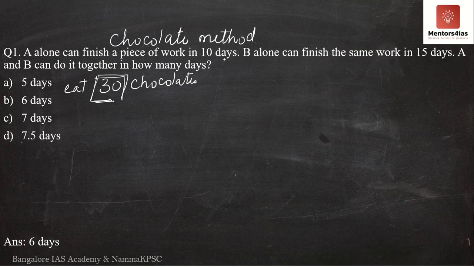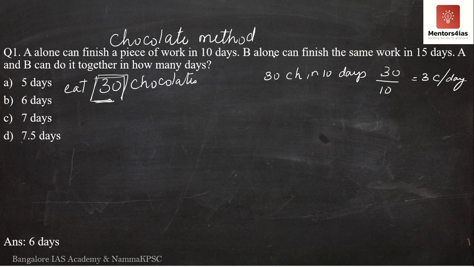Now the question says A can eat 30 chocolates in 10 days. A can eat 30 chocolates in 10 days. Now if A can eat 30 chocolates in 10 days, how many chocolates does he eat per day? Nothing but 30 by 10, that is 3 chocolates per day, correct? So A eats 3 chocolates per day.